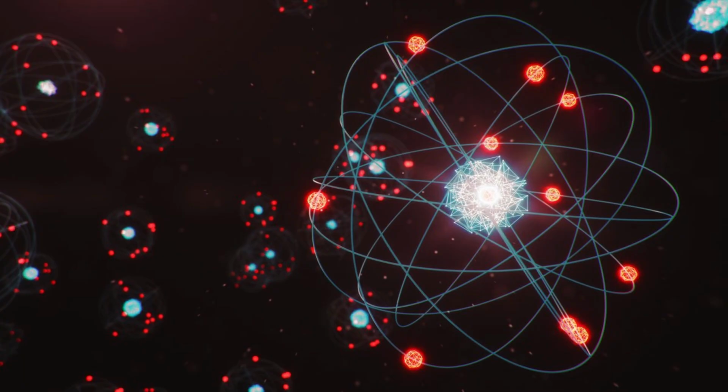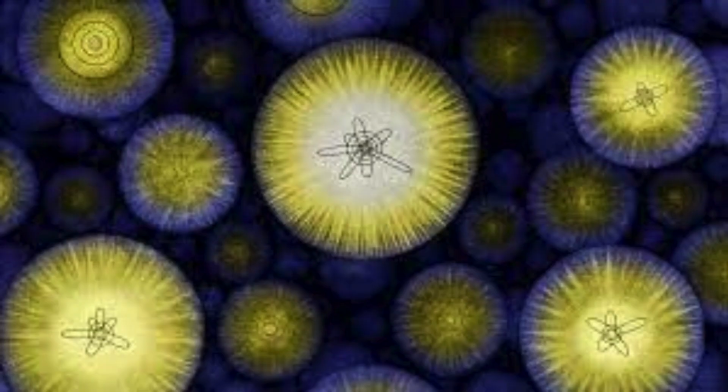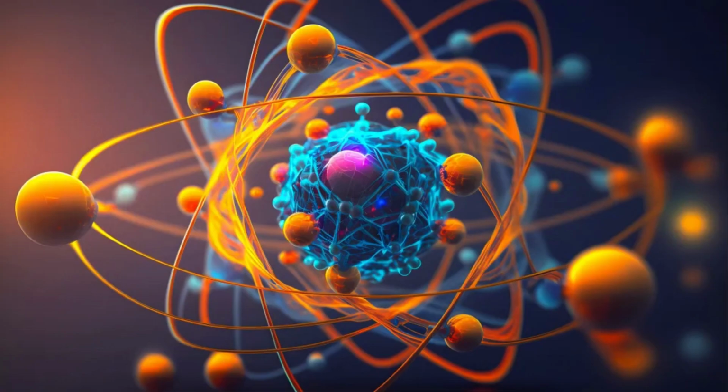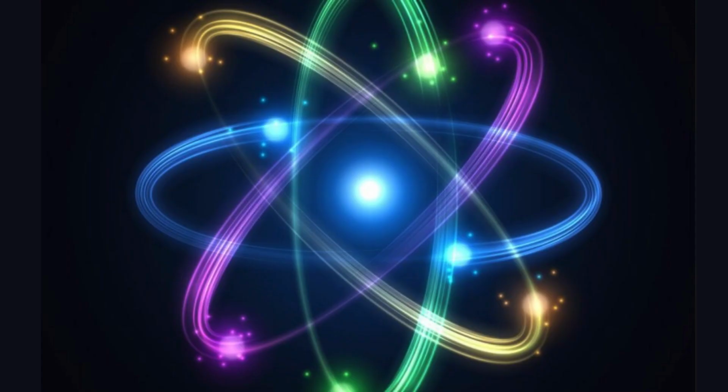It consists of a central nucleus containing positively charged protons and neutral neutrons, surrounded by a cloud of negatively charged electrons. The arrangement of these subatomic particles in an atom determines its overall charge and behavior. Atoms combine to form molecules through chemical bonds, and the study of atoms and their interactions is fundamental to the understanding of chemistry.